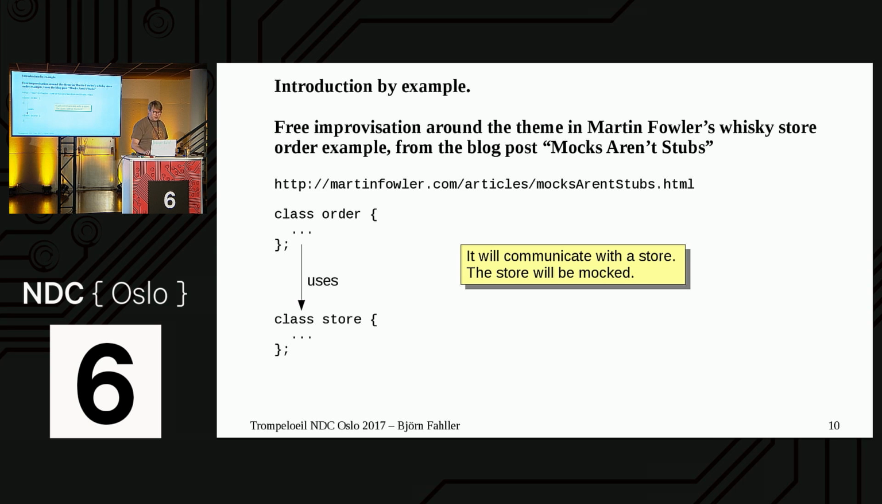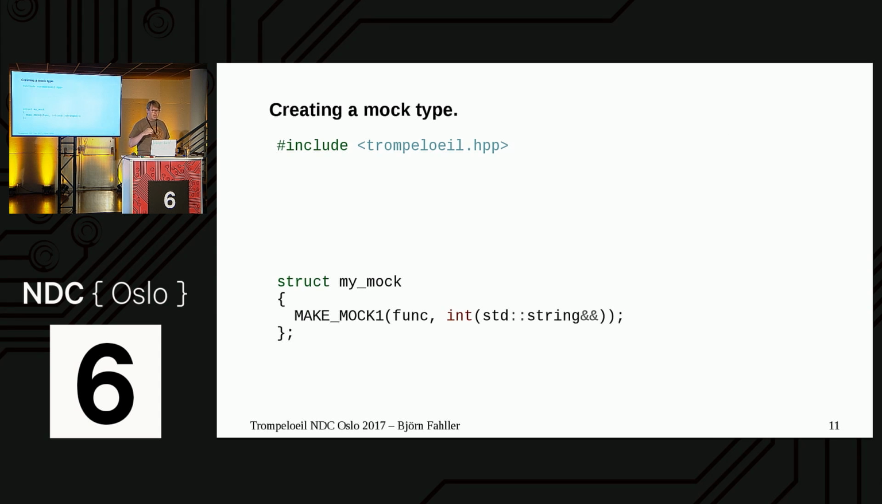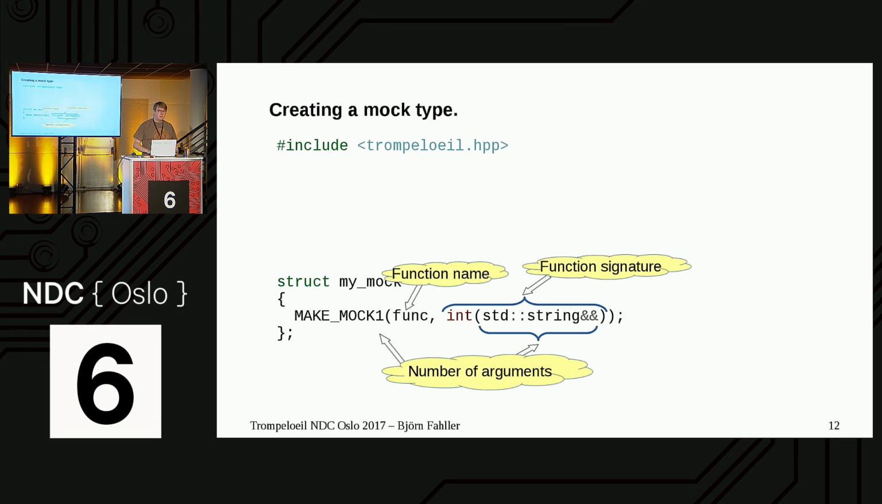So back to Trompeloeil. How to mock something. You begin with writing a source code file, and you include trompeloeil.hpp. When that compiles, you have really done the most difficult part. You have spelled it correctly. And then you introduce some type, in this case a struct named myMock, and what you want to mock. The only thing you can mock in Trompeloeil is member functions. So this MAKE_MOCK1 func and the function signature means this.